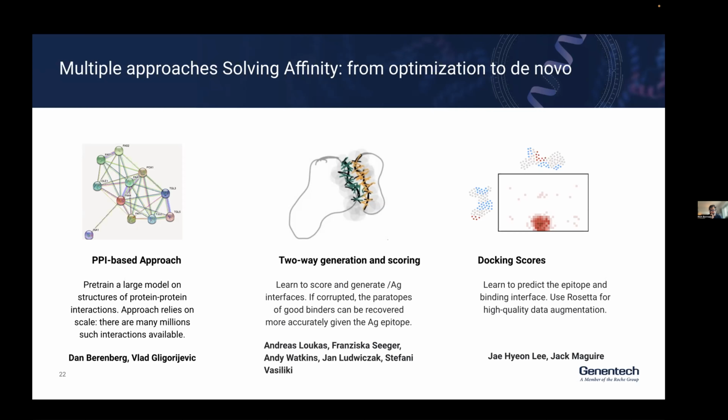And here, with both equivariant explicit structure representation, but also with graph representations, we have a good number of folks working on those types of representations and hybrid approaches as well.